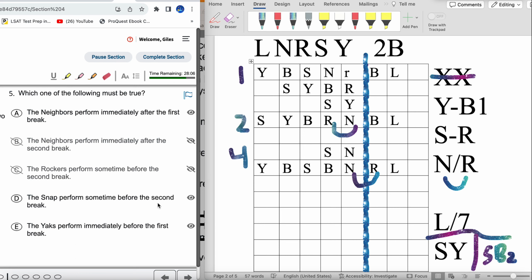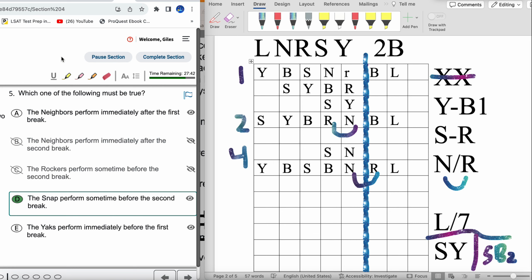The S performs before the second break. We do see that on all game pieces, that S is before the second break. Y performs before the first break. We see that as well, but we also see that S is performed sometimes before the second break as well. So let's go ahead and see if that one works. And yep, we got that one correct.